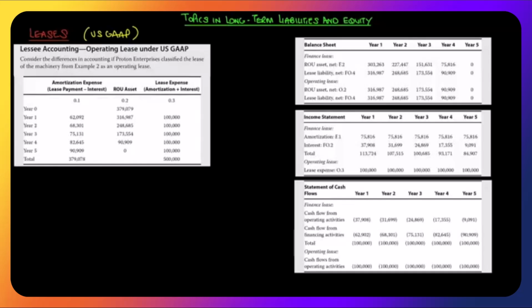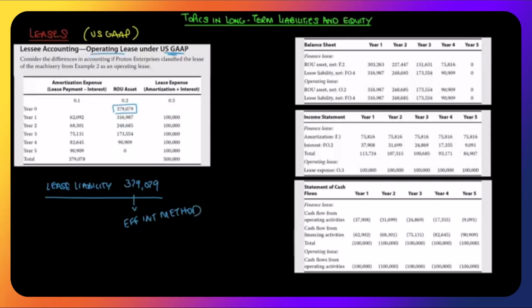So here we have the exact same lease, except now we're going to call it an operating lease under US GAAP. Where do we start? We start in the exact same place with a right of use asset of 37,909, which would be matched by a lease liability of 37,979. No difference so far. In fact, there is no difference in the lease liability at all. That 37,979 will then be amortized using the effective interest rate method.